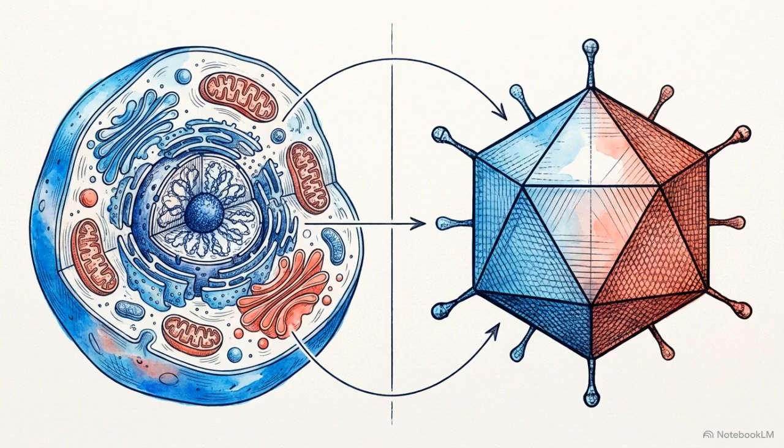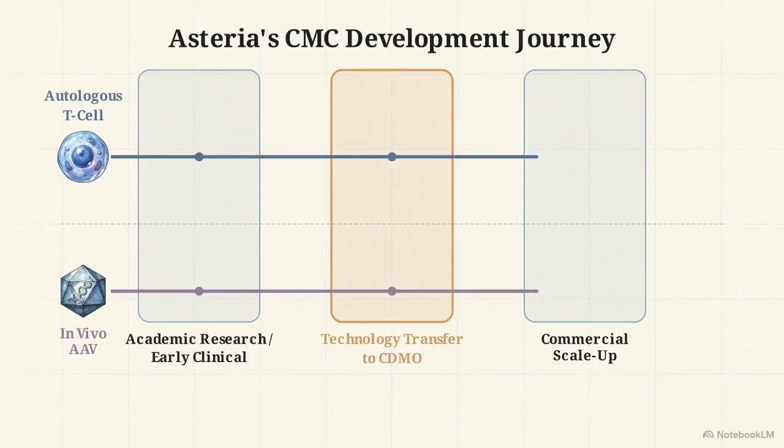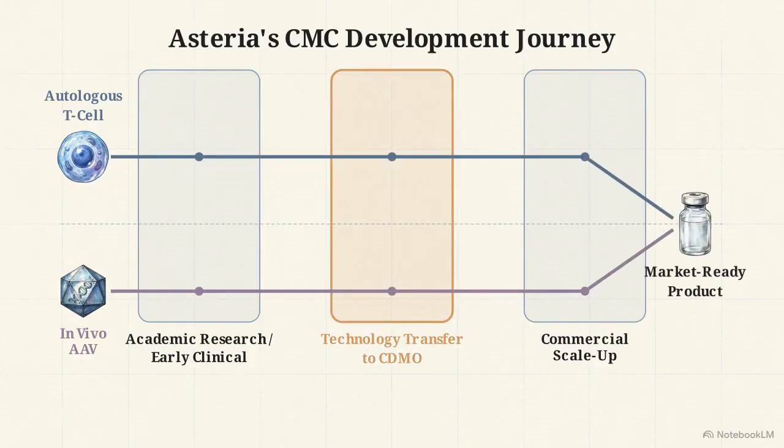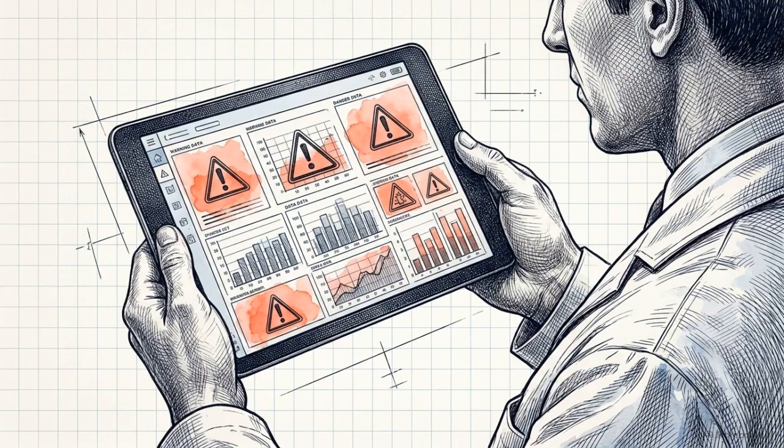Asteria is developing 2 specific modalities, an autologous gene-edited T-cell therapy and an in vivo AAV gene therapy for rare diseases. This timeline plots Asteria's development journey. We will track their progress from early clinical manufacture at an academic site through the complex technology transfer to a commercial contract development and manufacturing organization. Analyzing Asteria's case provides a blueprint for navigating the interconnected CMC hurdles, from variable starting materials to immature analytics that you will face in your own programs.